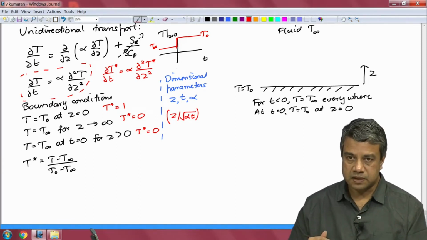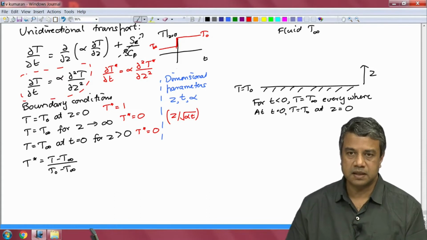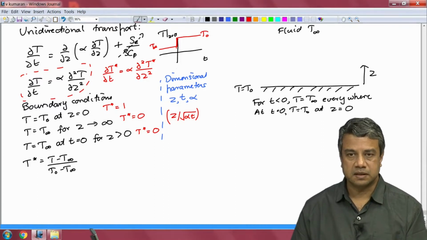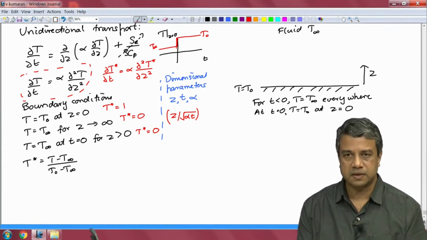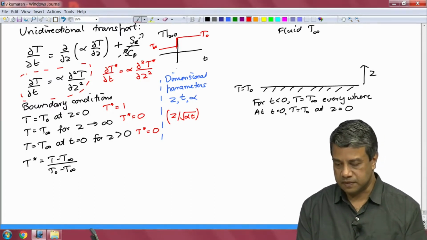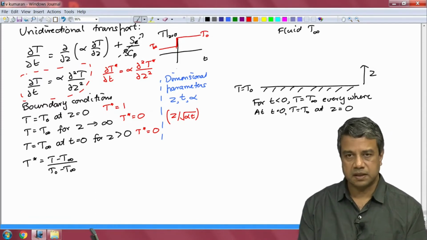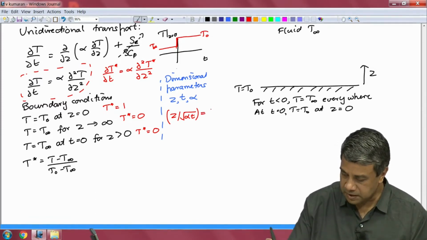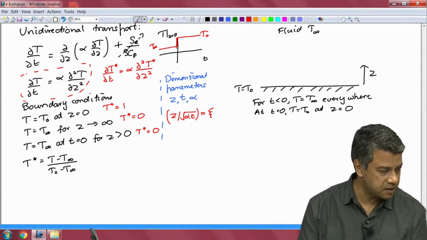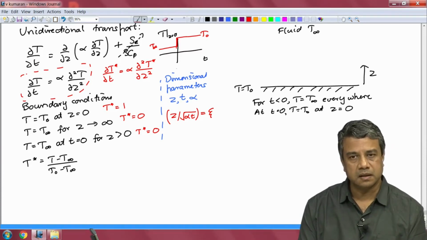Since there is no length scale in the problem, I have to scale the length by a combination of the diffusivity and time. That is the only way I can get a dimensionless length. If there was a finite length at which the temperature was fixed, then I could not have done this. In this particular case, because there is no length in the problem, I get only one dimensionless group, which is a combination of the distance, the thermal diffusivity, and time. And this is a similarity variable. I will call it psi. This is a similarity variable, which is a dimensionless combination of length, time, and diffusivity.